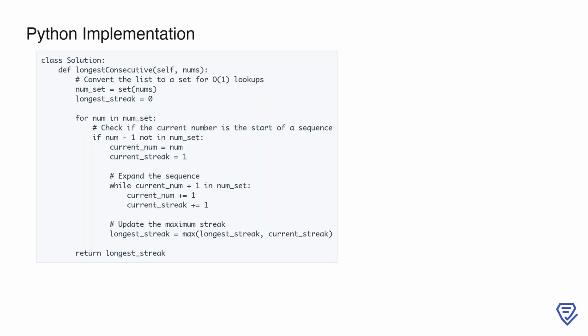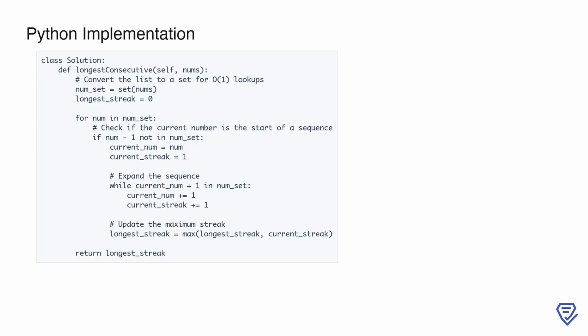This solution uses a hash set to efficiently determine the length of the longest consecutive sequence in an array. The code begins by converting the input array nums into a set called number_set. This conversion ensures O(1) lookups for each element, which is critical for optimizing the solution. Next, we initialize a variable longest_streak to keep track of the maximum sequence length found so far.